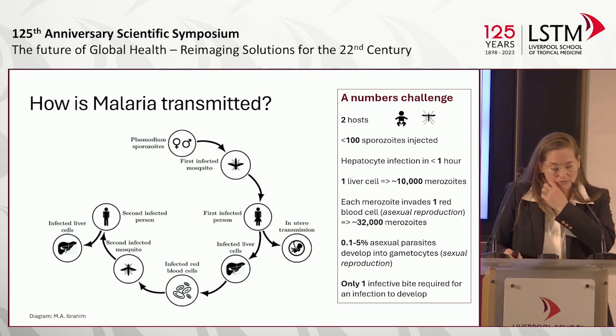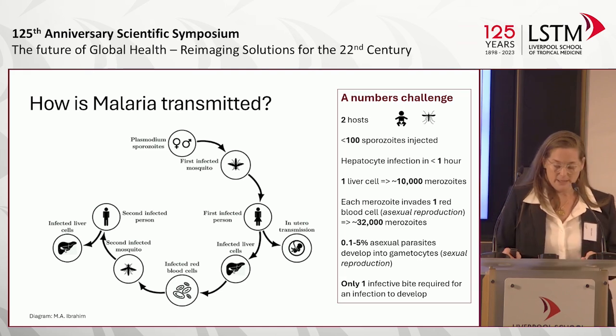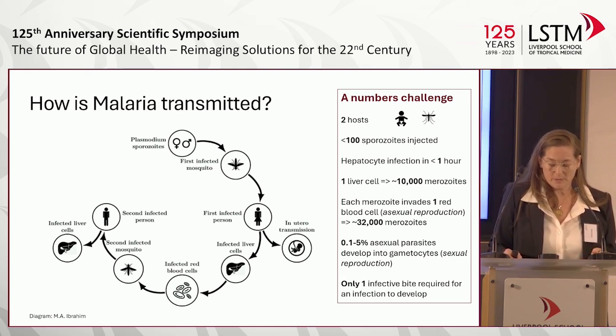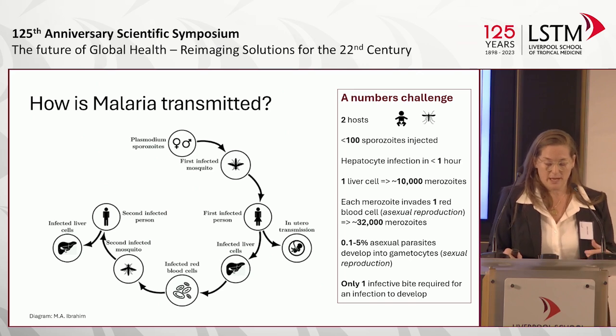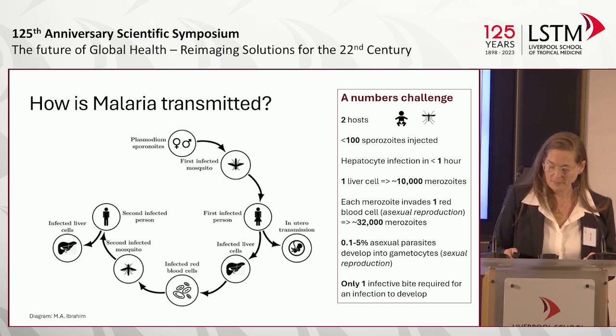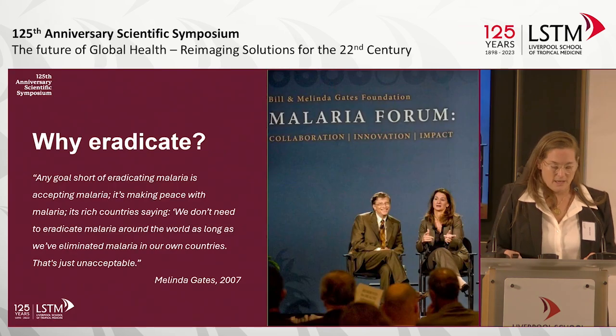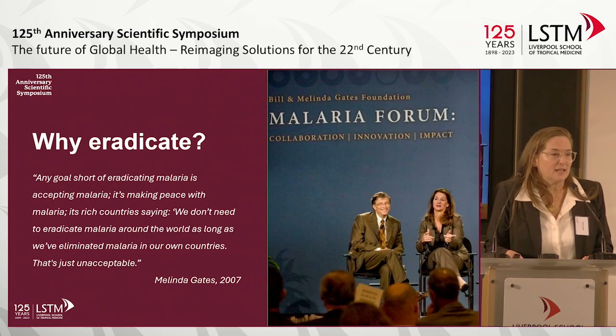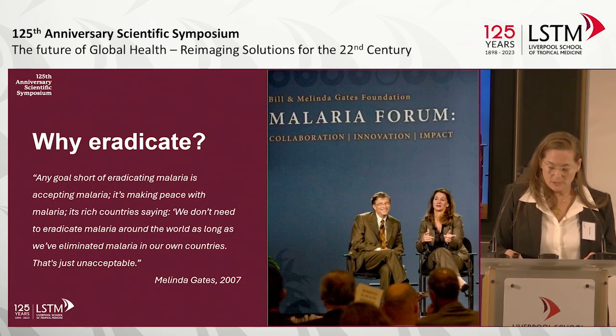A mosquito that feeds on someone with parasites in the blood will pick up the parasites, which then develop in the mosquito, and then the cycle starts all over again. Malaria is a completely treatable and preventable disease.